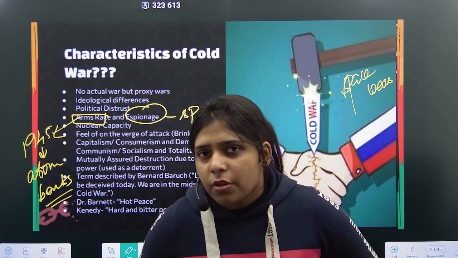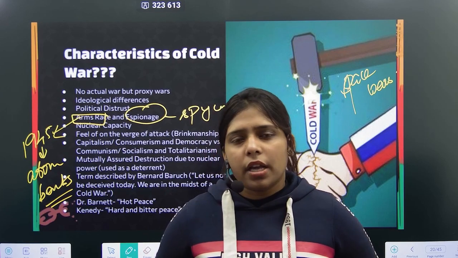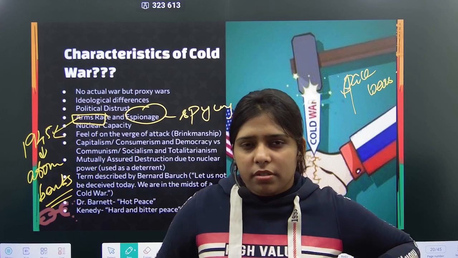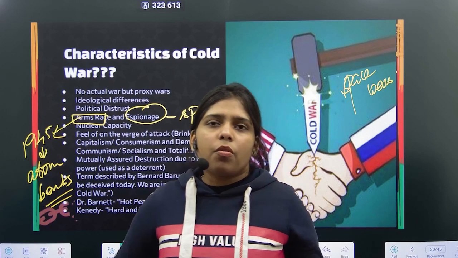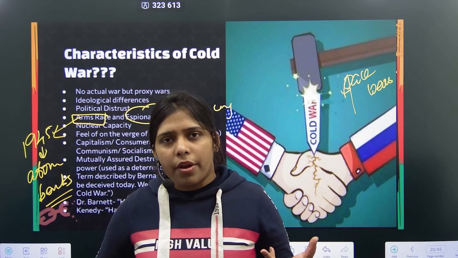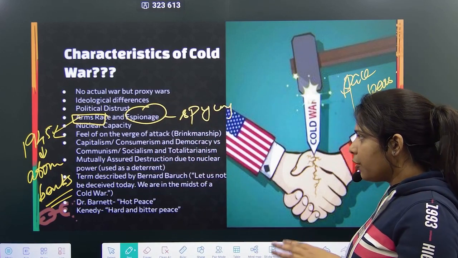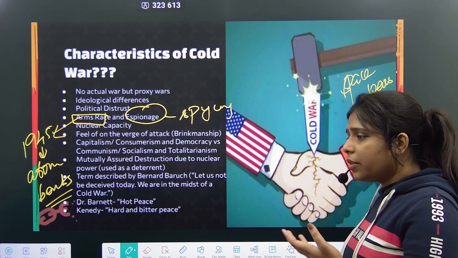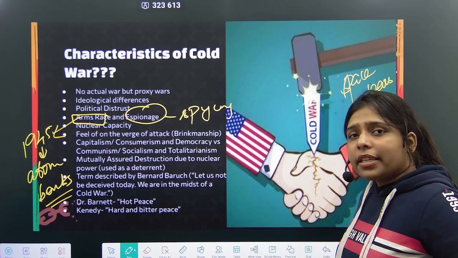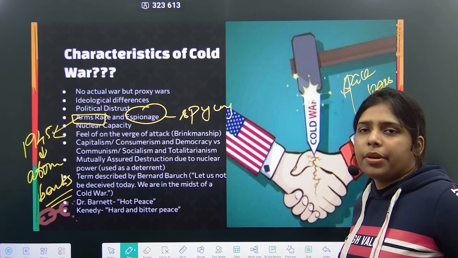You feel that there is going to be a war. Sooner or later, you will have to face a war. They persist this feeling, but then there is no actual war. So the US and USSR didn't actually fight a war among themselves, but there were a lot of proxy wars that happened.